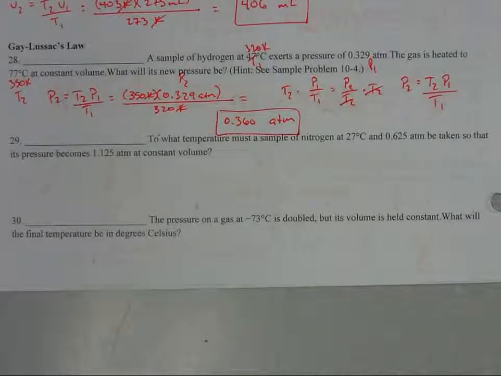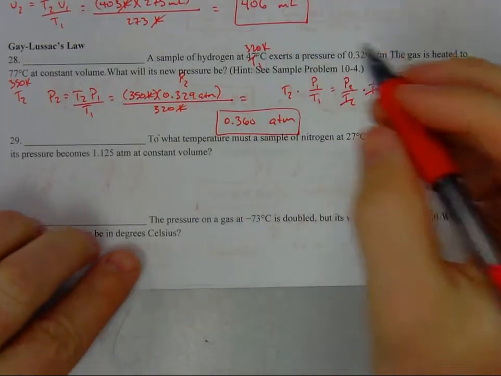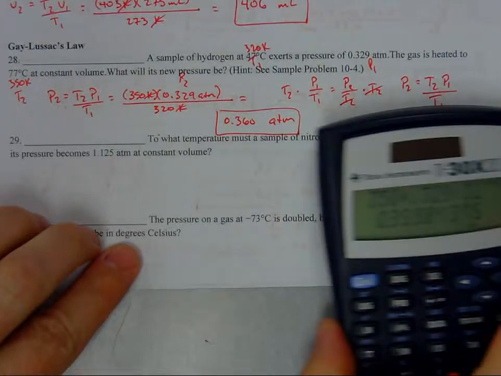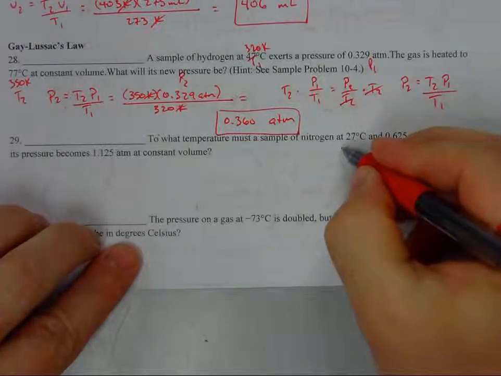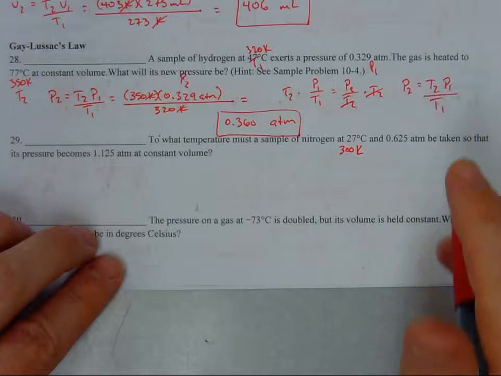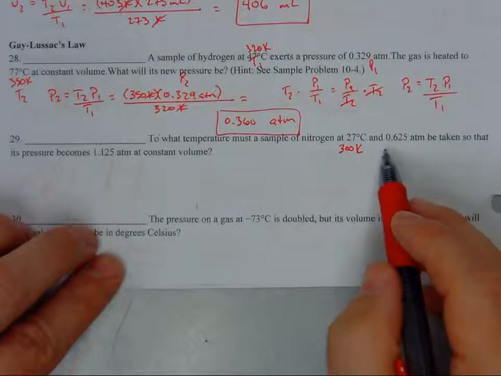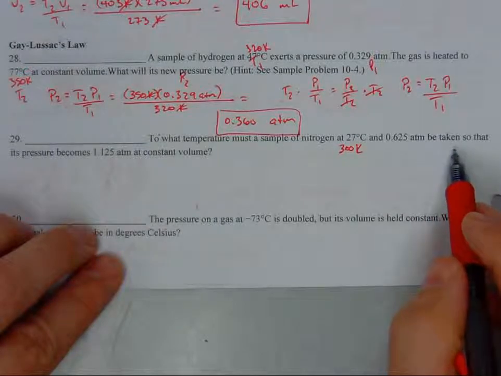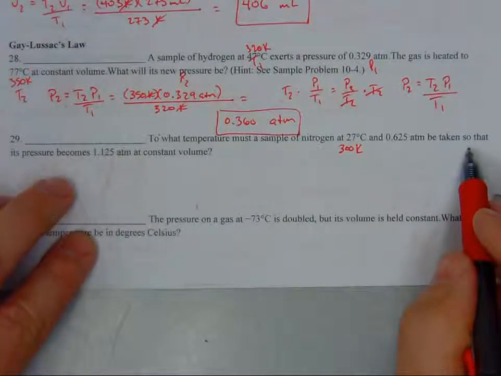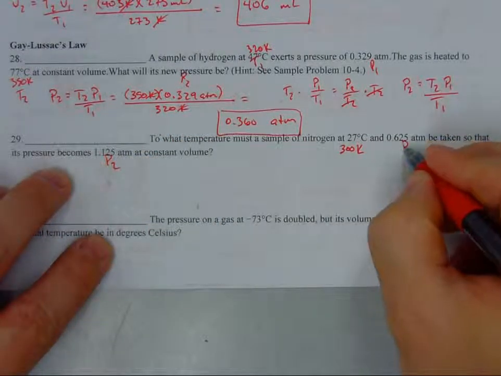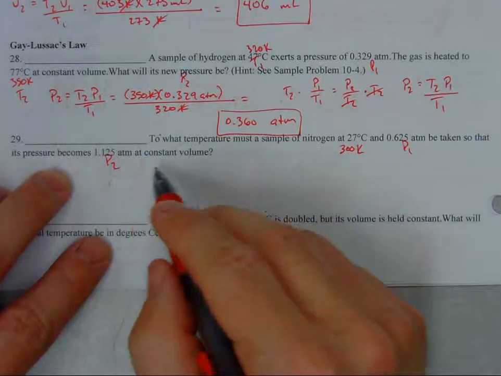Number 29. To what temperature must a sample of nitrogen, oh my gosh, 27, you know what, I can do that in my head. 300 K. And 0.625 atmospheres be taken so that its pressure becomes, so this will be P2, makes this P1, at constant volume.